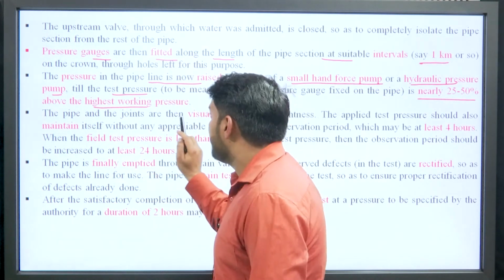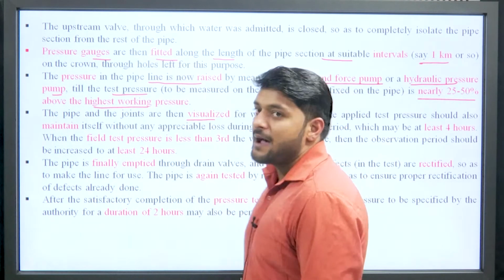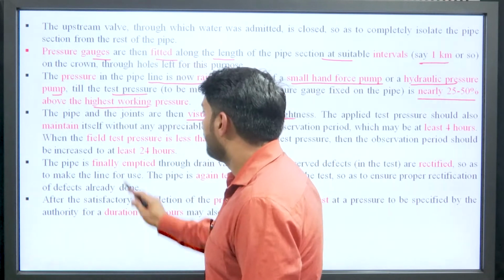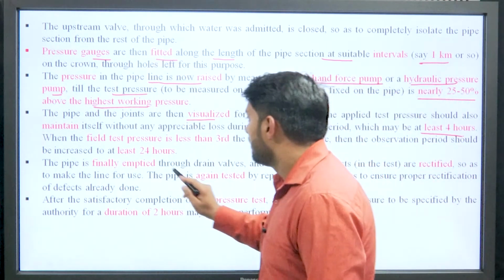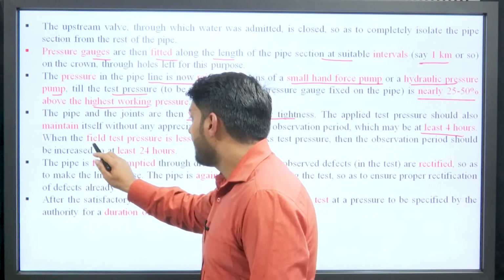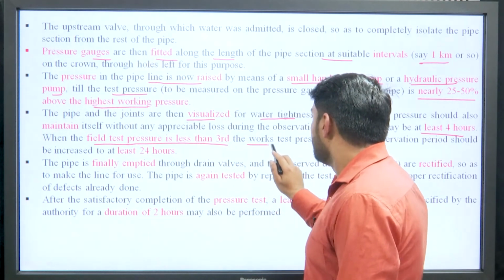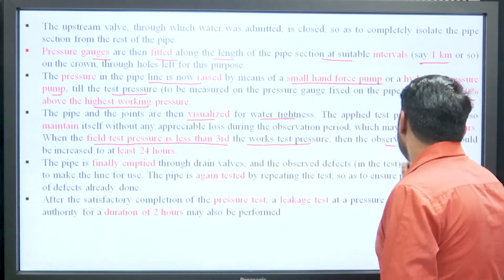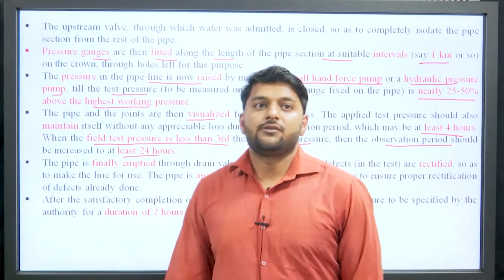Next one is the pipe and joints are then visually inspected for water tightness. The applied pressure should be maintained for at least 4 hours. Okay, the pressure applied is maintained for 4 hours. When the field test pressure is less than one third of the work test pressure, then the observation period should be increased to 24 hours.